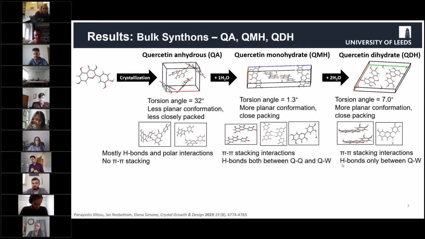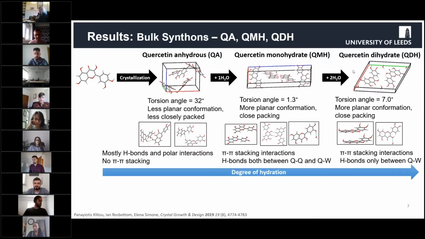Again, the pi-pi stacking interaction was found to be the strongest interaction in this form. However, the difference from the monohydrate is that in the dihydrate form, the pi-pi stacking interaction dominates the lattice energy. It contributes 38% of the total lattice energy. And it was also found that hydrogen bonds in the dihydrate form only form between quercetin and water molecules.